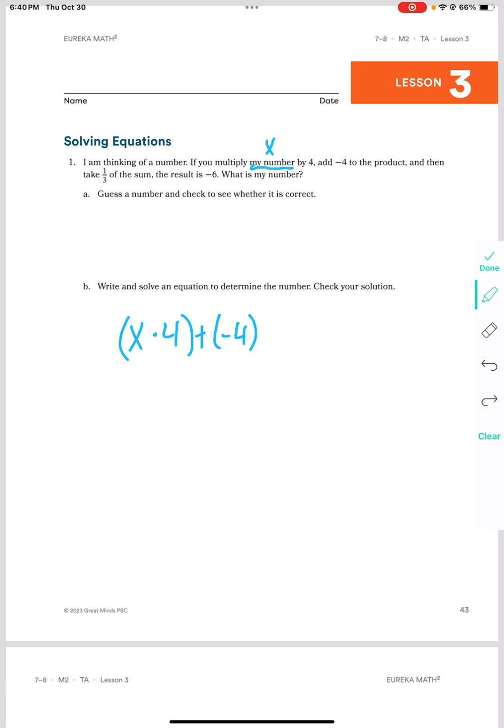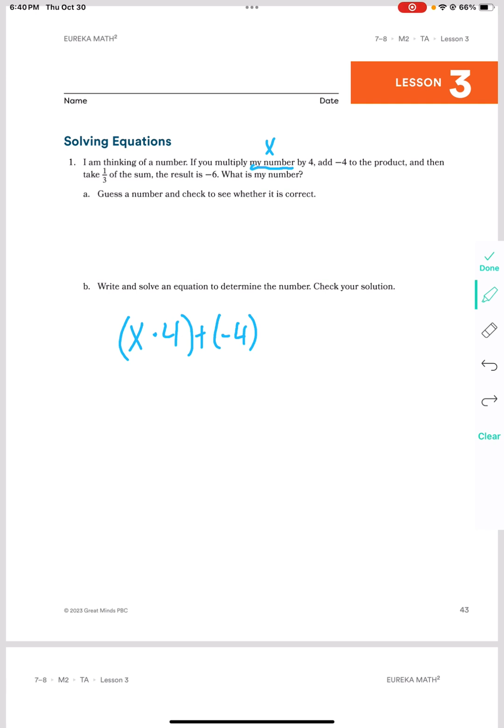Then it says, and then take 1/3 of the sum, and the result should equal -6. So I know already that whatever I write once I finish my equation should equal -6. But it says take 1/3 of the sum.